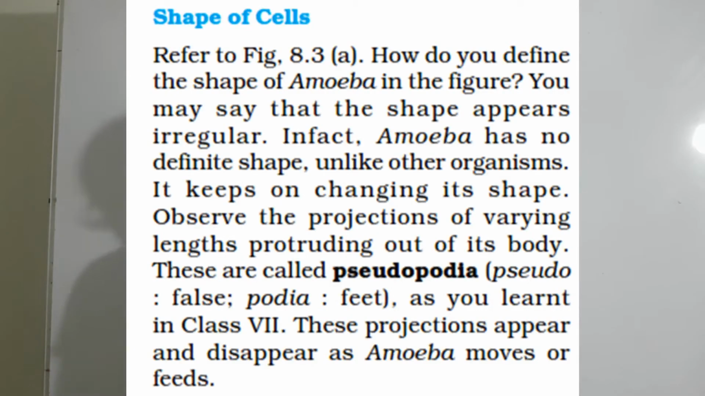Now, shape of cells. Refer to figure 8.3a. How do you define the shape of amoeba in the figure? You may say that the shape appears irregular. In fact, amoeba has no definite shape. Unlike other organisms, it keeps on changing its shape. Observe the projections of varying length protruding out of its body. These are called pseudopodia. Pseudo, that is false, and podia, that is feet. As you learnt in class 7, these projections appear and disappear as amoeba moves or feeds.